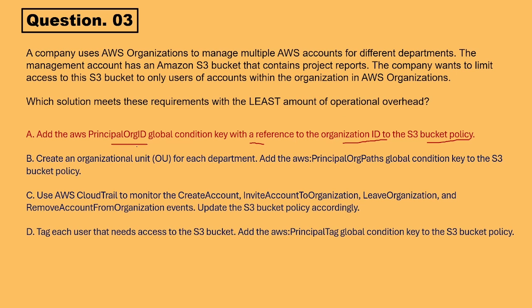It simplifies specifying the principal element in a resource based policy. This global key provides an alternative to listing all the AWS account IDs for all AWS accounts in an organization. Instead of listing all the AWS accounts that are members of the organization, you can specify the organization ID in the condition element. And that is what we are doing in this option. So this one is correct over here.